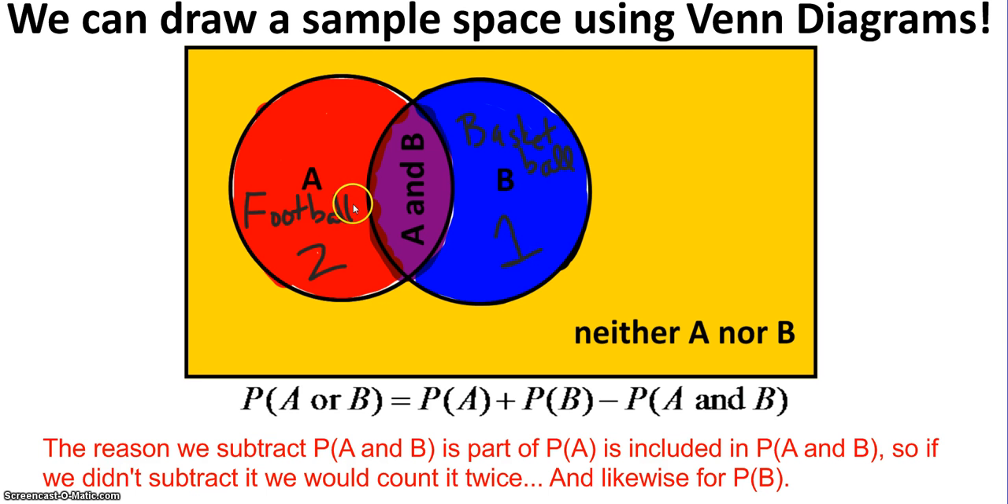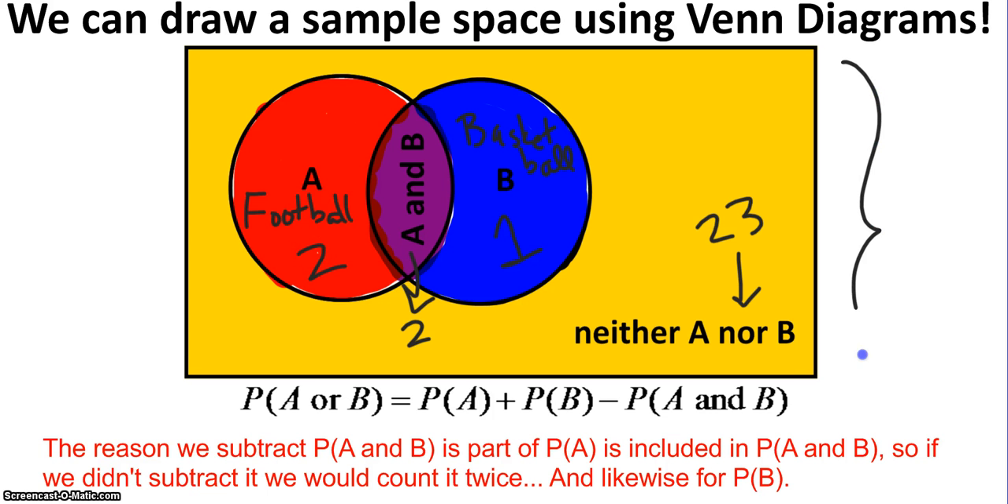This purple section, A and B, means I play both football and basketball. So let's say that there are 2 people who play both sports, and then the rest of the people play neither sport. They may play soccer, they may play lacrosse, but they don't fall inside the basketball and football. So they would be considered neither football nor basketball. So we have 23 people. So if I were to count, I have 23, 24, 25, 26, 27, 28. So my total sample space includes 28 students.